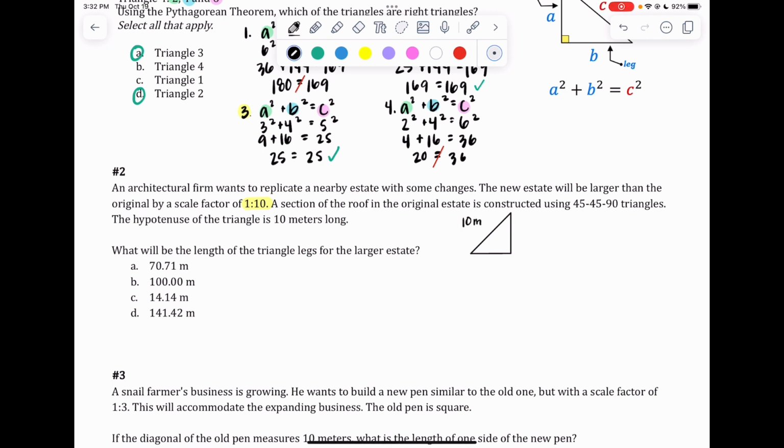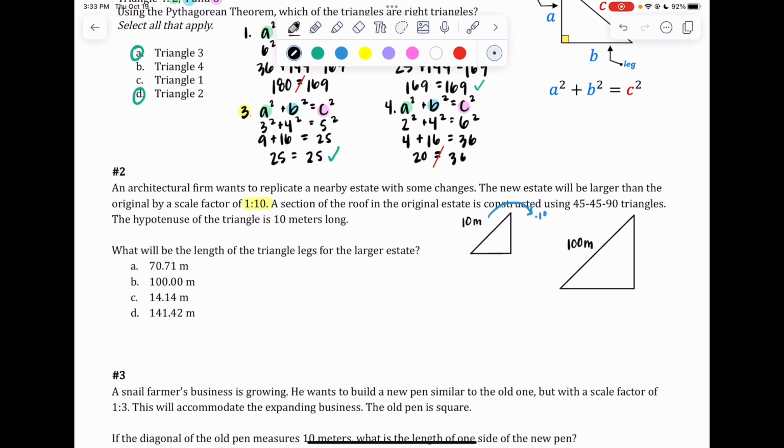And we want to find the length of the legs of the larger estate. So we actually need to find first the hypotenuse of the larger estate. This order you can switch a little bit, but I think we'll go ahead and just find the hypotenuse of the larger estate. And this was a scale factor of 10. So that means that if we multiply our original hypotenuse by 10, we'll get our new hypotenuse. So we'll take that 10 meters, multiply by 10, and that's going to give us 100 meters over here. So that would be the length of the hypotenuse of the roof portion on the new estate.